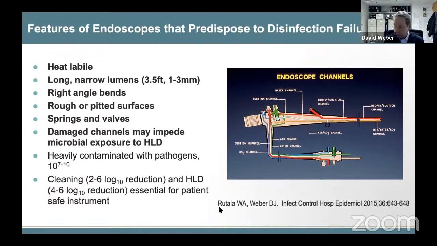So essentially, there's no margin of safety. You can have as many organisms as the processes you use can remove. And this is why we see failures of high-level disinfection in duodenoscopes.